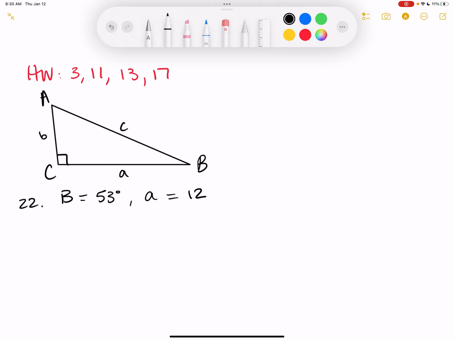Is it okay if I put like the angle sign in front of it, just so I know that that's what I'm talking about? Yeah, that's fine.